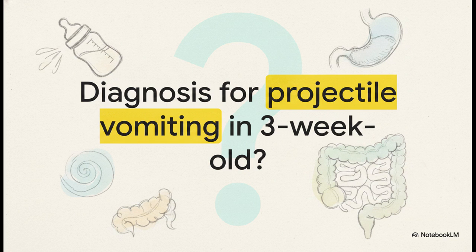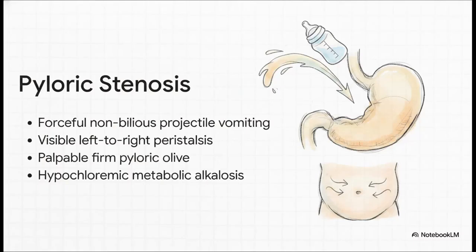A, congenital hypertrophic pyloric stenosis. B, acute appendicitis. C, duodenal atresia. D, intussusception. Or E, volvulus. The answer is A, congenital hypertrophic pyloric stenosis.